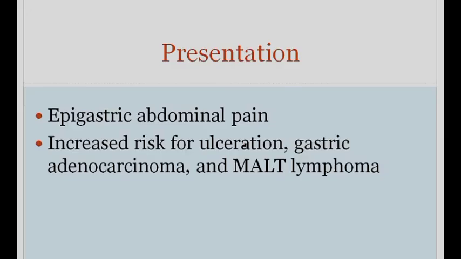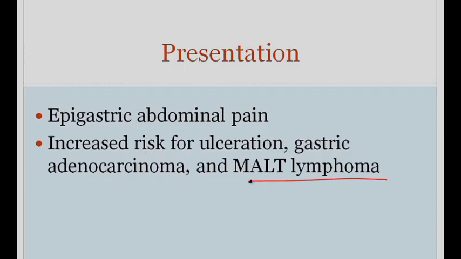The presentation of patients with H. pylori is that they get epigastric abdominal pain, and there's an increased risk for ulceration, and that's because with all of this chronic inflammation you can develop an ulcer. There's an increased risk for gastric adenocarcinoma, and that's because, again, with this chronic inflammation you're going to get an intestinal metaplasia, and the intestinal metaplasia can eventually become cancer. So there'll be an increased risk for adenocarcinoma. And the third risk will be an increased risk for MALT lymphoma.